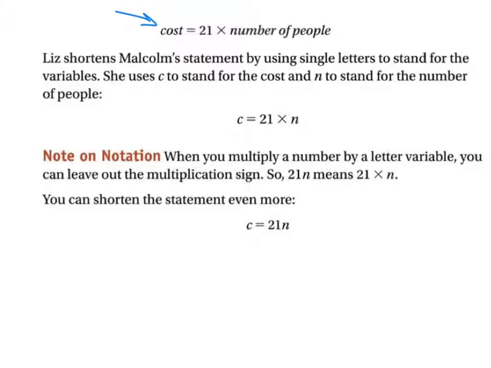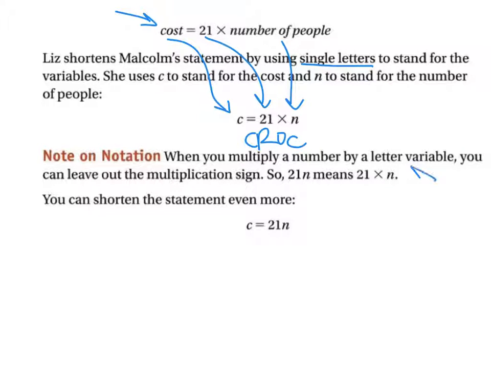sign. And Liz says that she can shorten this by just using single letters. So when you think about algebra, a lot of times we think about letters. So notice that Liz used the letter C for cost. The 21 stays the same because once again, that is your constant rate of change. And then she used N for the number of people.